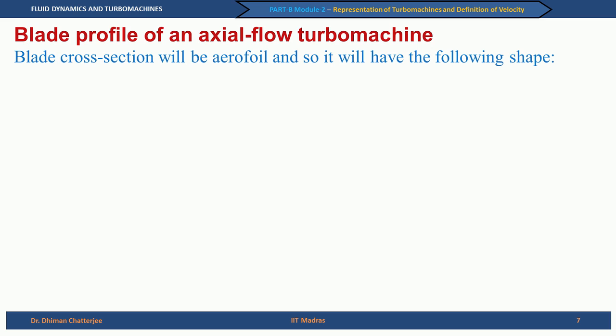So, the blade cross section in this case of turbo machines will be aerofoil, and so it will have the following shape. You see that this is a typical shape of an aerofoil where the flow inlet is here. This is called rounded leading edge and it has a sharp trailing edge, and this is the outlet. So, this is the usual shape of a blade, we will call it as an aerofoil profile.